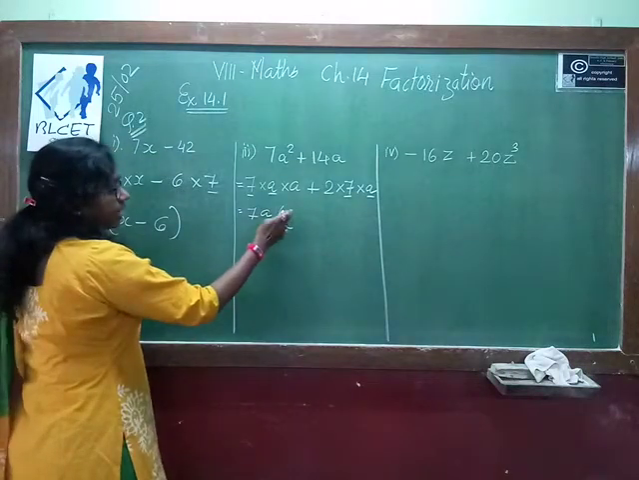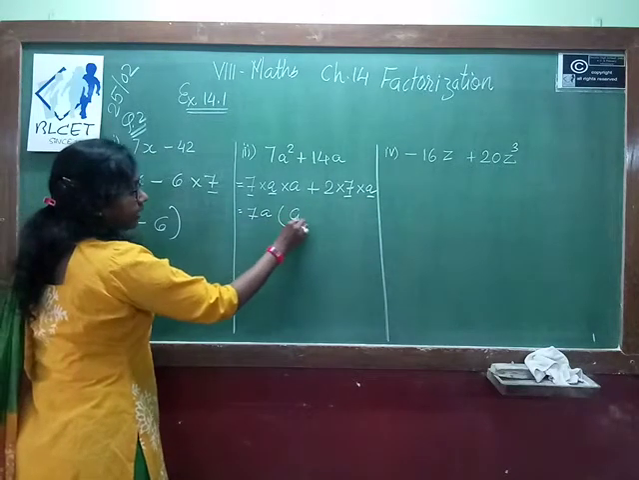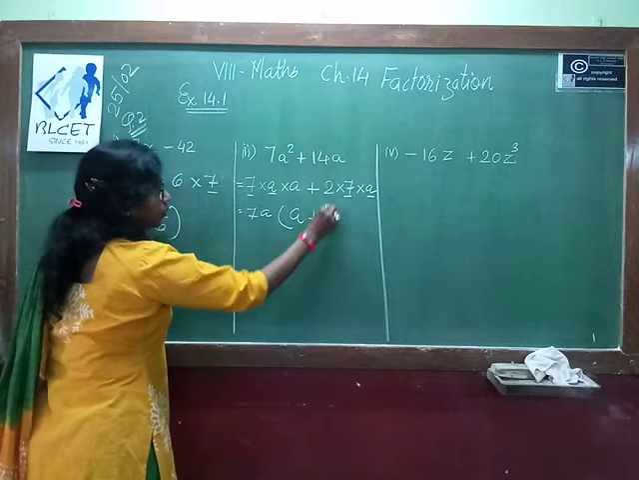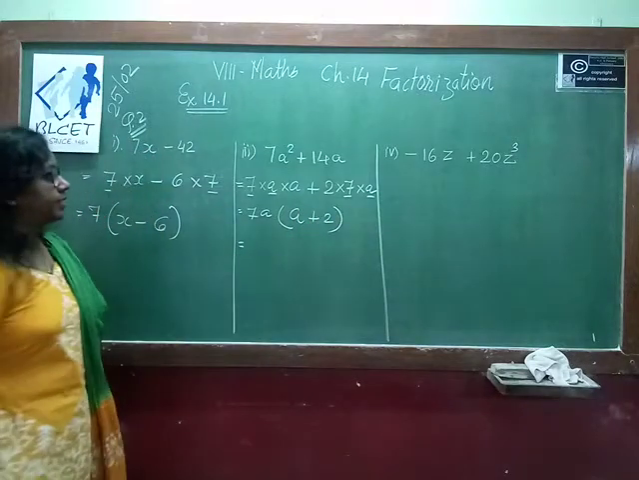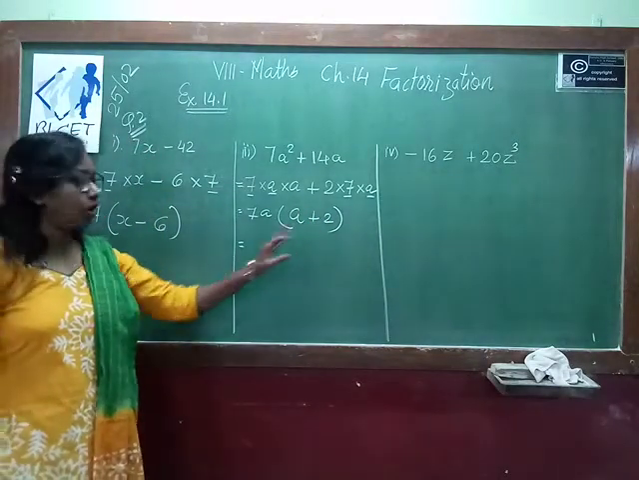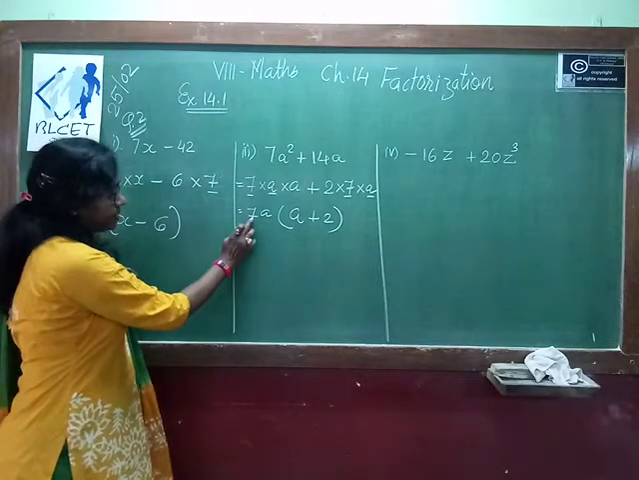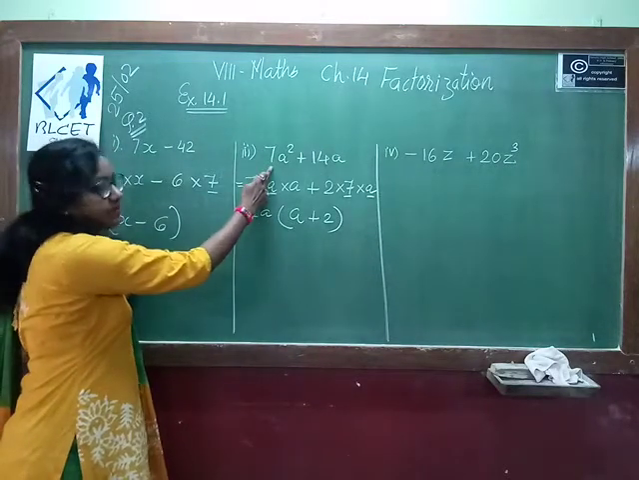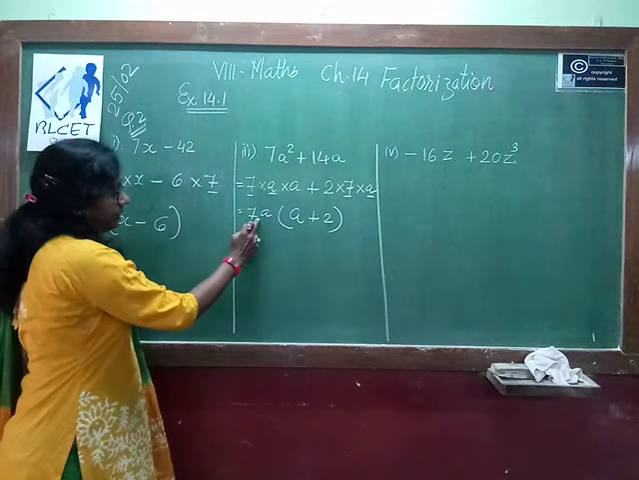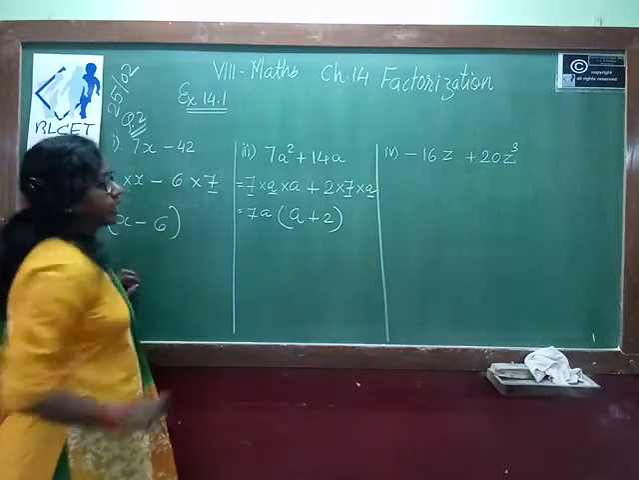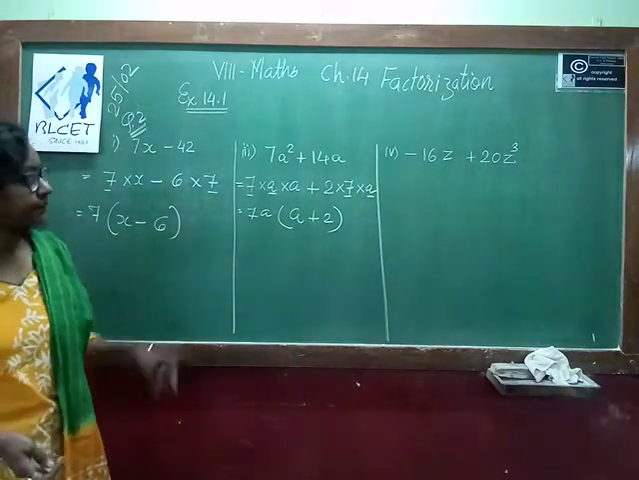Now what is left? That we have to keep in brackets. So a plus 2. So the factors are 7a and a plus 2. If you want to check your answer, do the multiplication. 7a into a will give you 7a square, plus 7a into 2 will give you 14a. So this way you can check your answer.